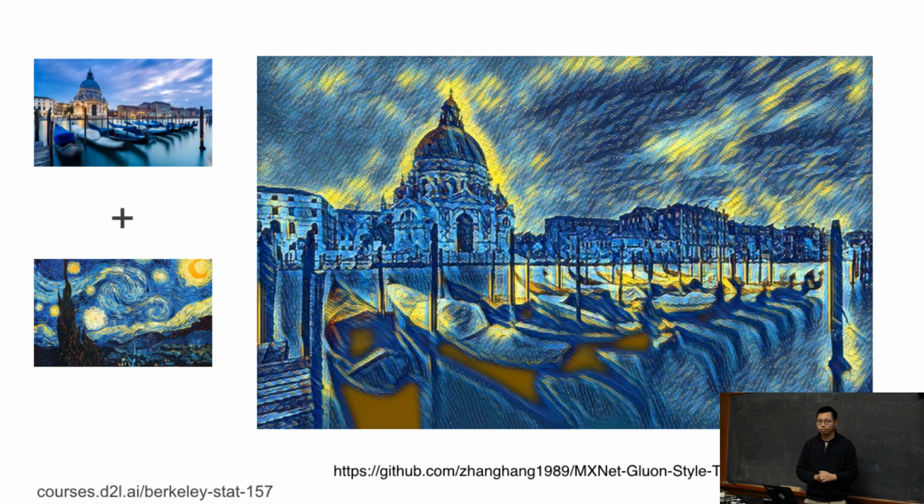Okay, so style transfer. The basic idea here: I give you a content image, the top left one, and a style image, which is a kind of filter. I want to generate a composite image that keeps the content from the content image and also has the style from the style image. So here you can see, well, it's pretty.